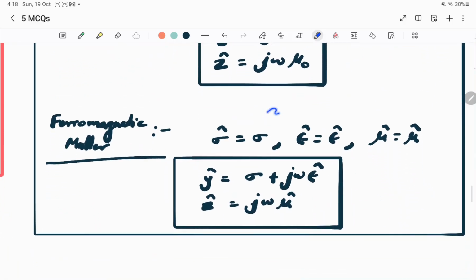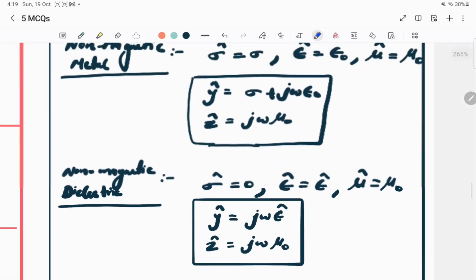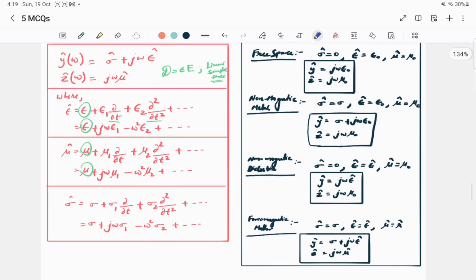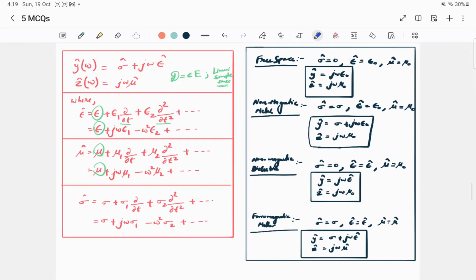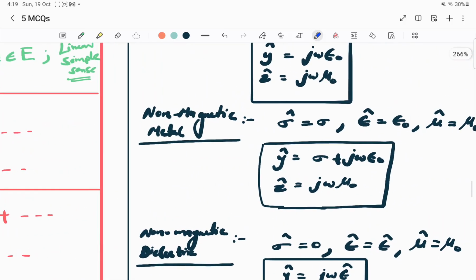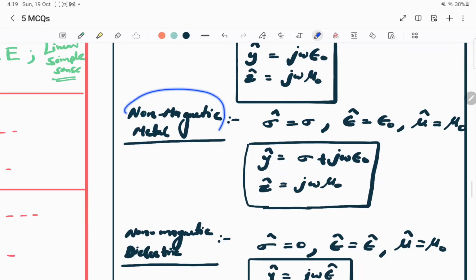For ferromagnetic material, sigma cap is sigma, and epsilon cap and mu cap remain as they are. So the admittivity and impedivity for ferromagnetic material are like this. Okay, so this is one chart which you should keep in your notes, which will be very helpful while solving questions related to generalized current concepts and impedivity and admittivity of the medium. Now in this question you have been told that you have a non-magnetic metal and you have to find the admittivity y cap and the conductivity sigma.